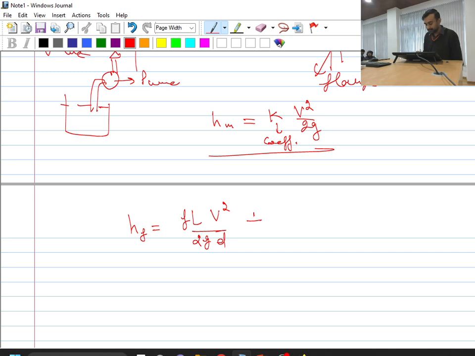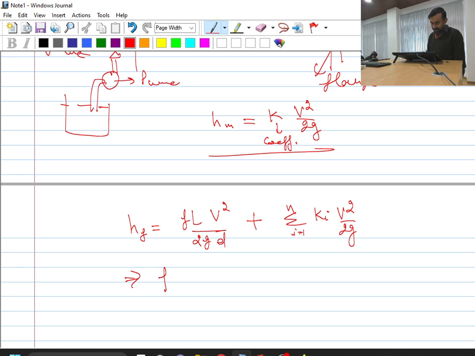Okay, plus I will be having some loss because of the K V square by 2g, which is the minor loss. And of course if I have n number of pipe fittings, then the K into V square by 2g will appear n number of times. So for n number of pipe fittings I can write it, i varies from 1 to n, and Ki into V square by 2g. Is this one clear? And then I am using over here summation sign, because I can have multiple fittings.